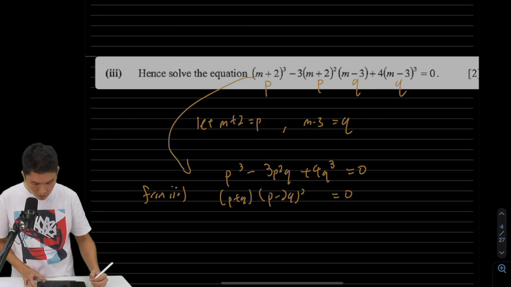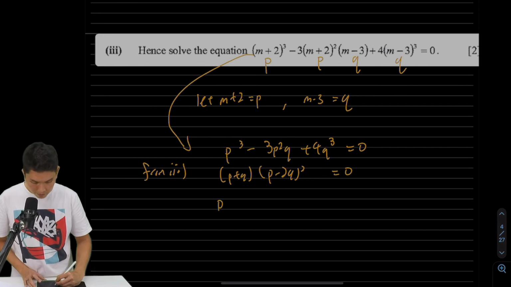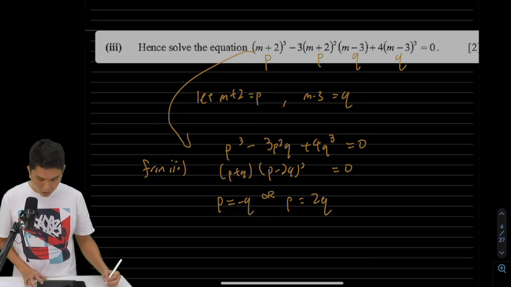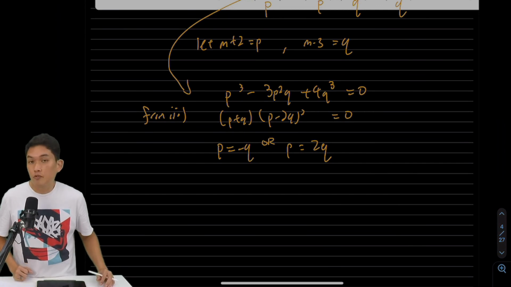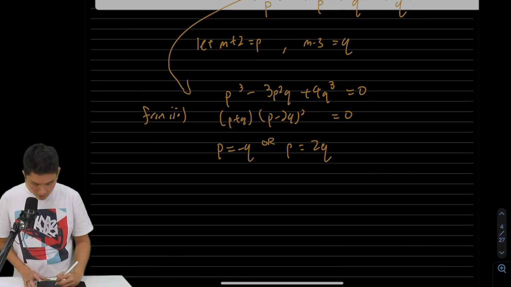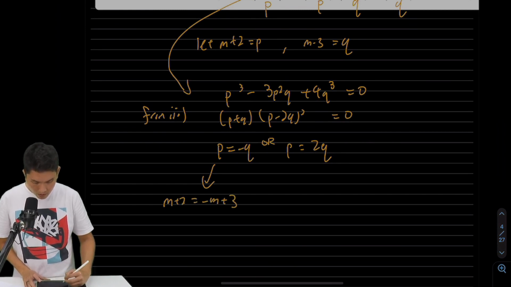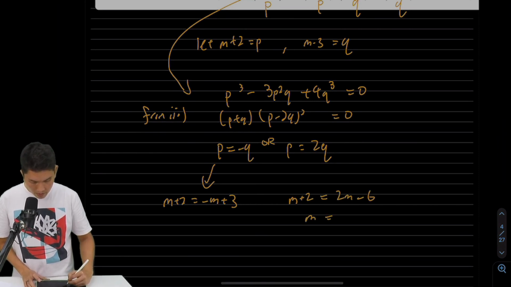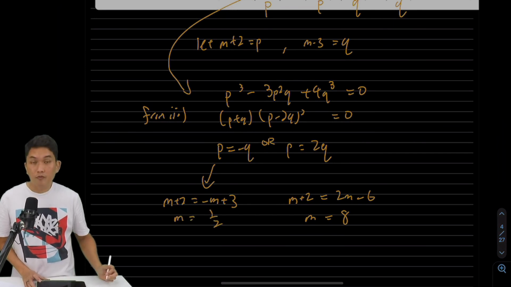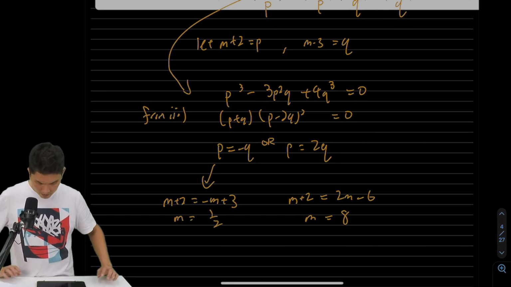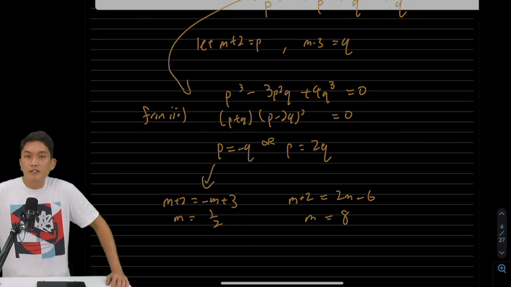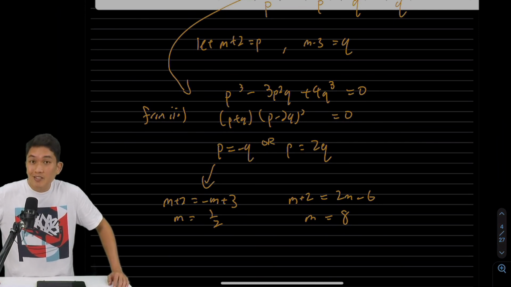From part 2, I've already factorized this into p plus q times p minus 2q squared equals 0, and that tells me either p plus q equals 0 or p minus 2q equals 0. So p equals negative q or p equals 2q. Now I'm going to substitute back my m plus 2 and m minus 3. That tells me m plus 2 equals negative (m minus 3), or m plus 2 equals 2m minus 6. This will give me m equals a half, and this will give me m equals 8. Let me just do a quick check. Yeah, that is the answer for question 2. Hope that helped, and I'll see you in question 3.